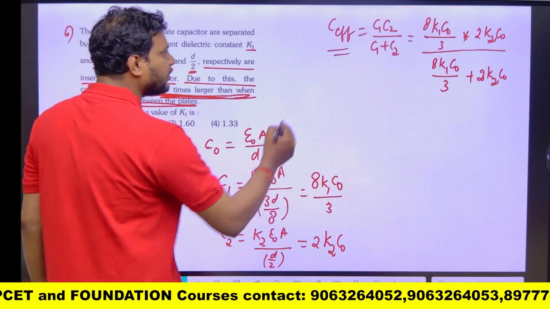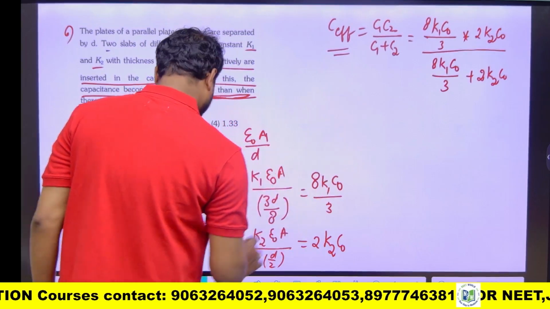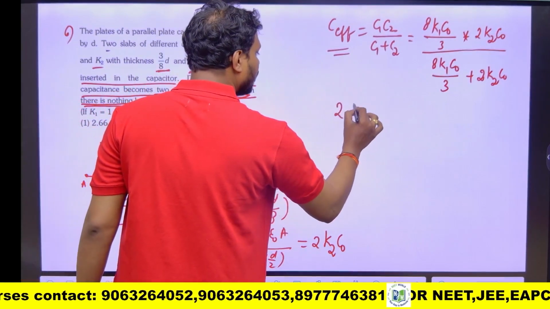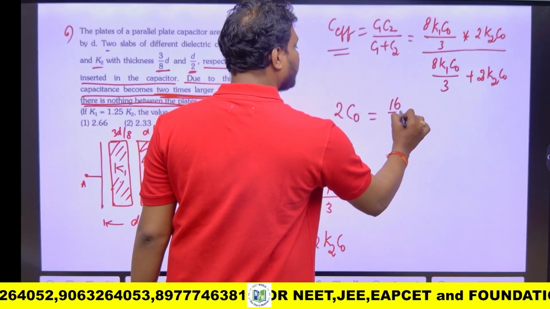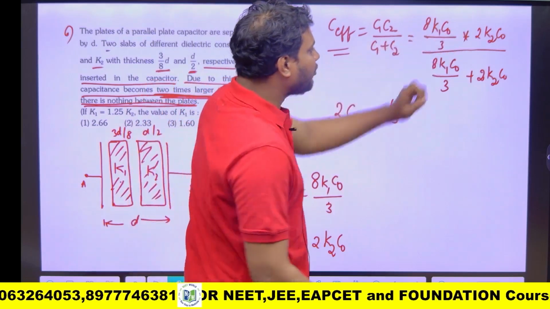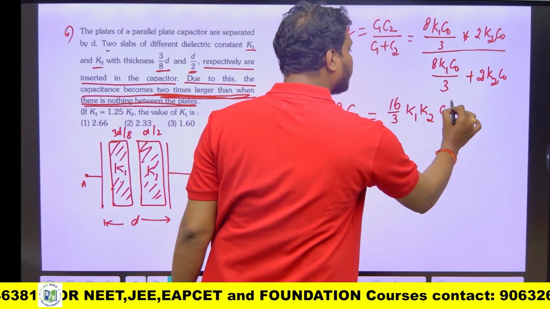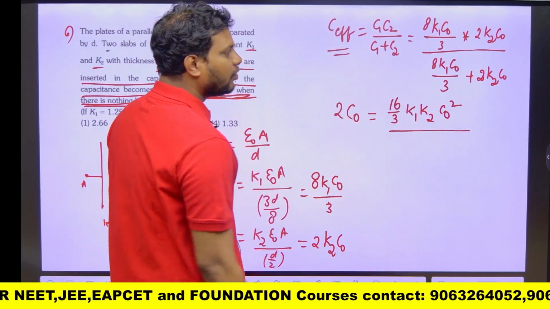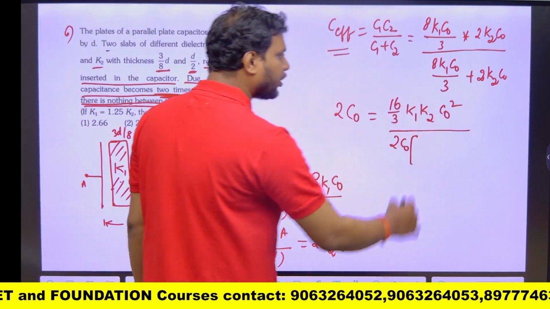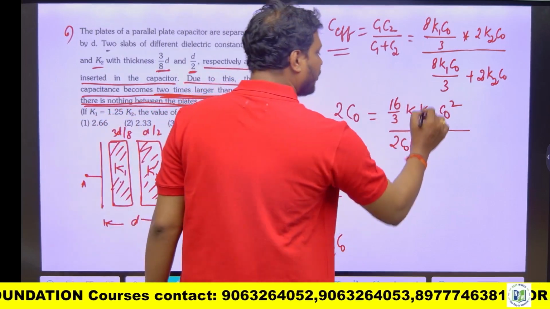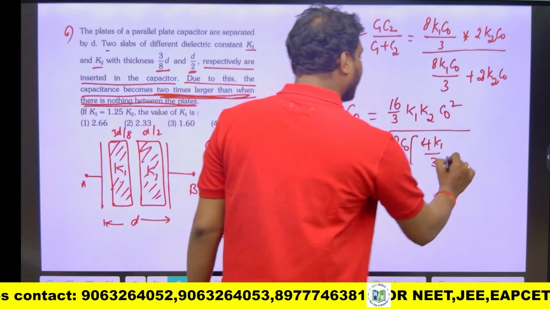So we can write this C effective as 2 C naught. The 2 C naught is equal to 8 to the 16, 16 by 3, this is K1, K2, multiplied by C naught, and C naught is C naught square, divided by, from these two you can take 2 C naught as common. If you take 2 C naught as common, then the first term will be 4K1 by 3, plus the second term will be K2.